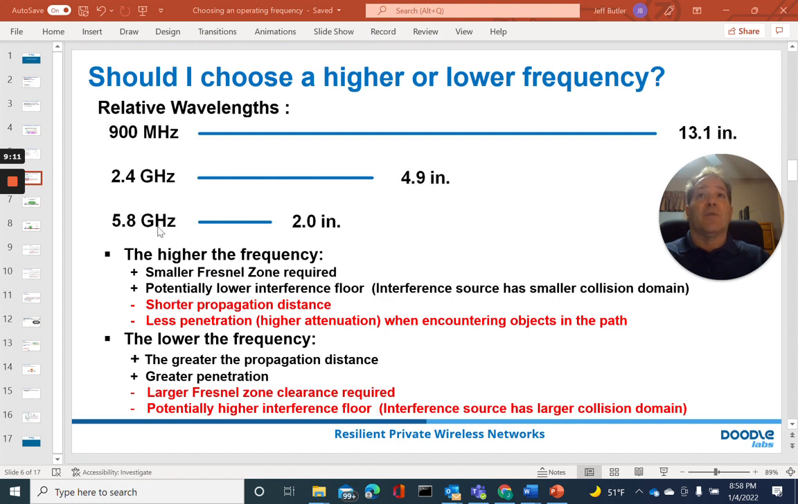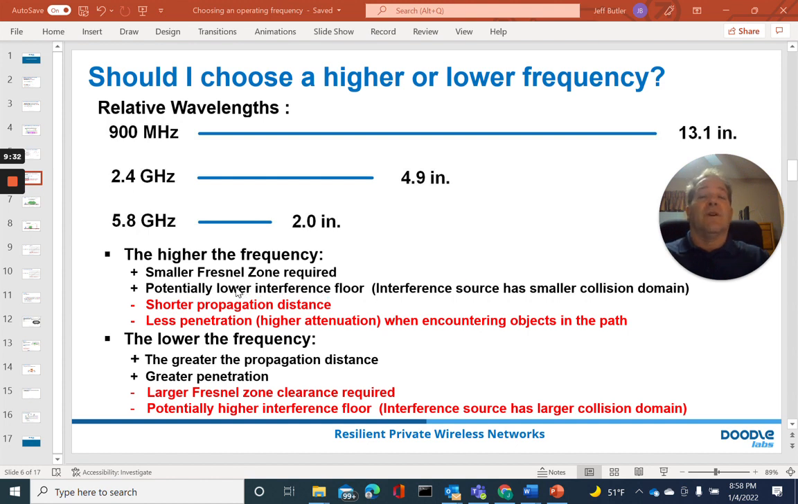Also, another advantage of higher frequency signals like 5.8 is a potentially lower interference floor. What I mean by that is the interference sources that are out there, because they're operating at a high frequency as you are, also have less propagation capability, and will therefore provide a smaller collision domain. So they have less chance of reaching you because they don't propagate as far either.